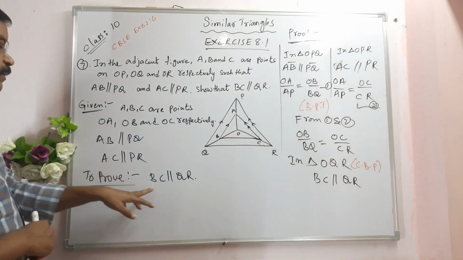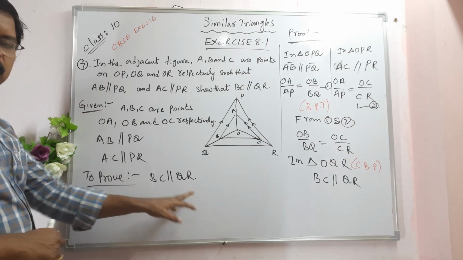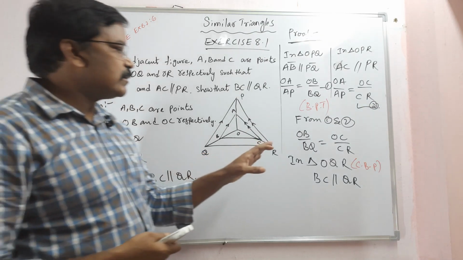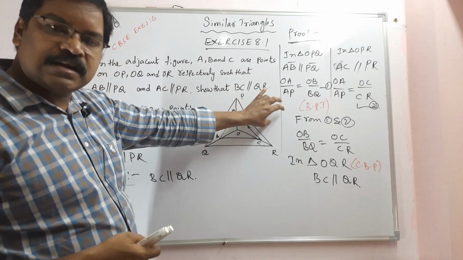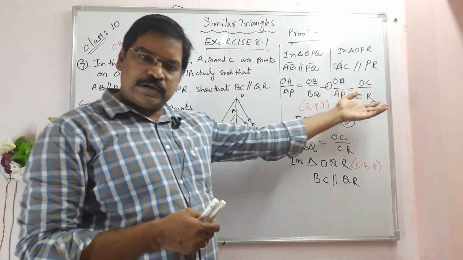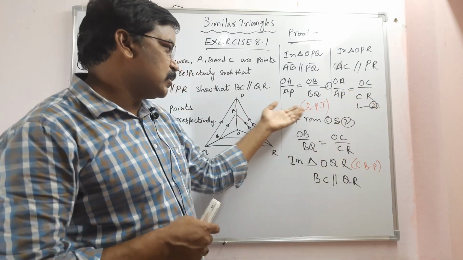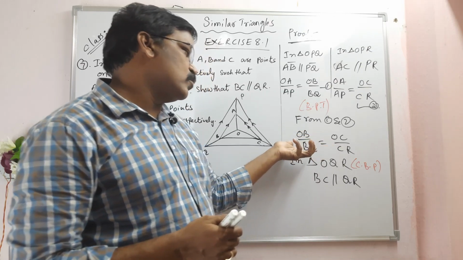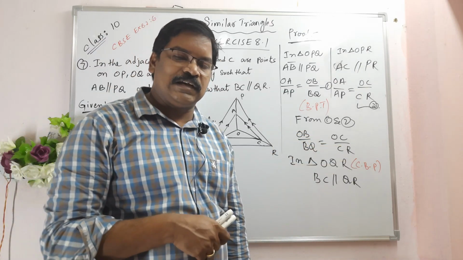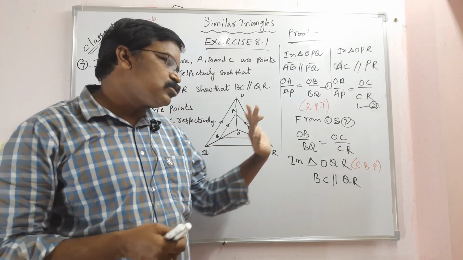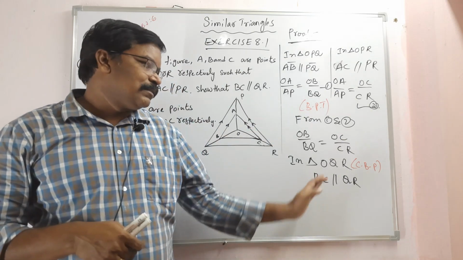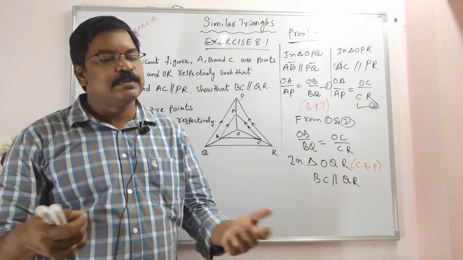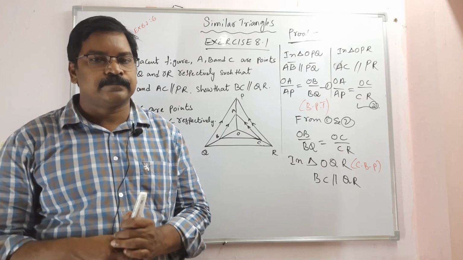What is to be proved here? BC is parallel to QR. It's very simple. I have just taken the two triangles and then used the basic proportionality theorem. Therefore, from 1 and 2, OB by BQ is equal to OC by CR. That means if a line divides the other two sides in the same ratio, that line is parallel to the third side. That is, BC is parallel to QR.